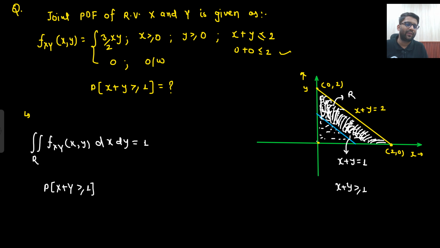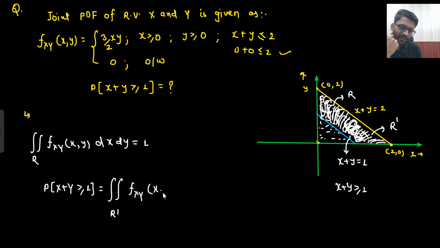So what I actually need to find? The total region I was calling R. So I am calling this particular region R dash. So what you need to find is this particular thing: the integral over R dash of x y f(x,y) dx dy.